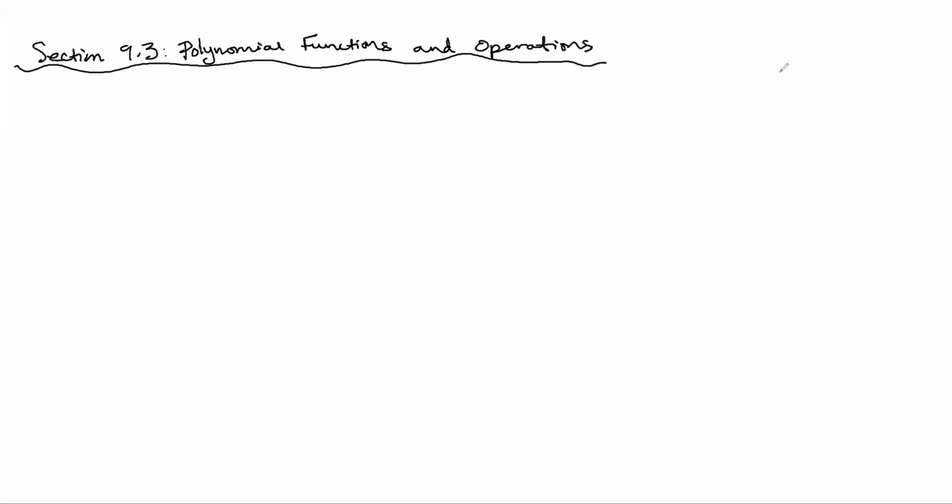All right, so this is our last section of chapter 9. So we're still talking about functions. If you remember last time we saw function notation, so that was the f of x. Now we're going to talk about polynomial functions and operations that we can do with them. Let's start off with a definition of what a polynomial function is.